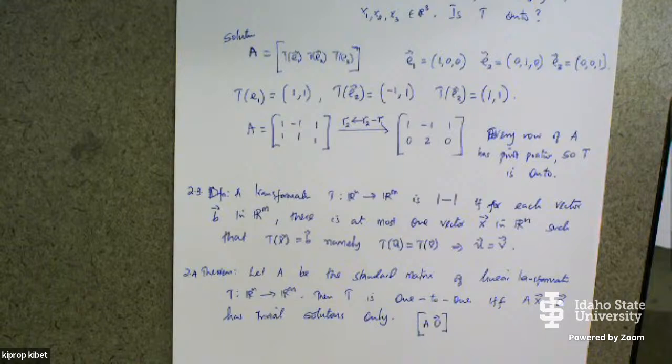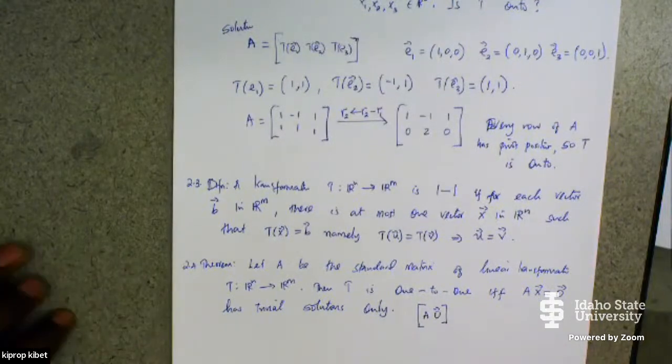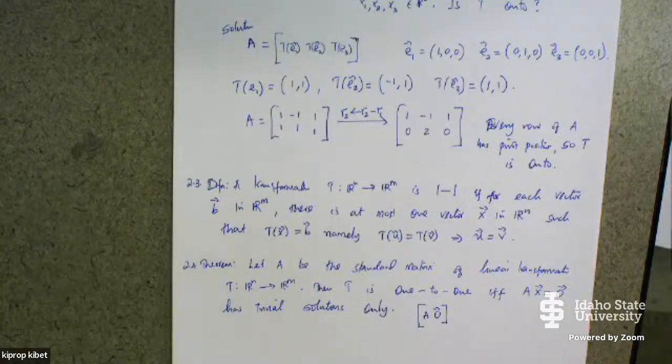So for it to be 1 to 1, then A of x equals 0 has trivial solutions. No free variables, right? Yes, no free variable for this to be 1 to 1. Okay, you could look at your book for the proof of that.